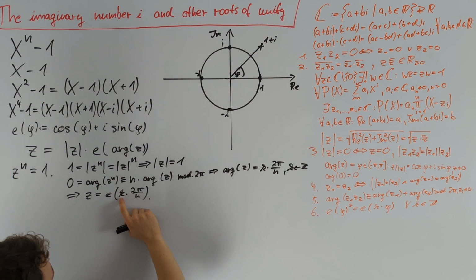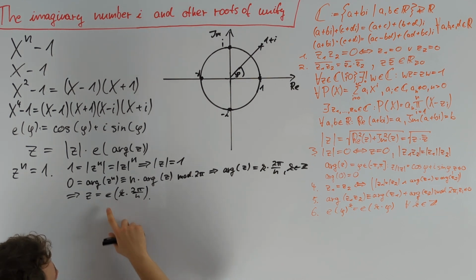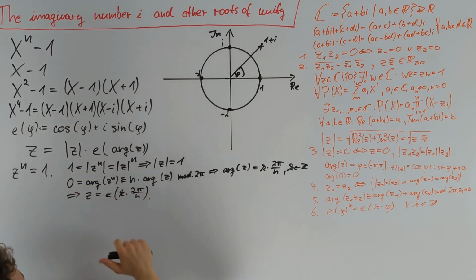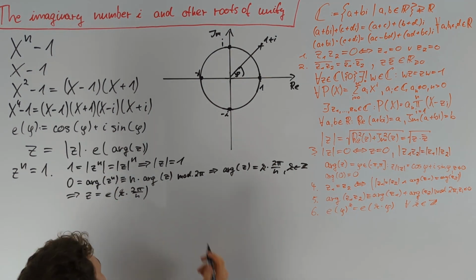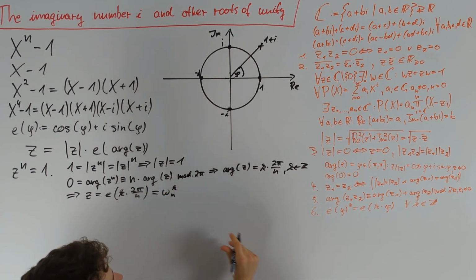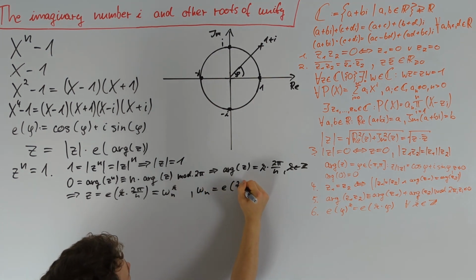Notice that substituting k plus n for k here doesn't change the value of z, because in our context the function e has a periodicity of 2 pi. So this gives us at most n distinct roots of the polynomial x to the power of n minus 1, namely for k equal to 1 up to n. We can rewrite this as omega n to the power of k if we define omega n to be equal to e of 2 pi divided by n using exercise 6.